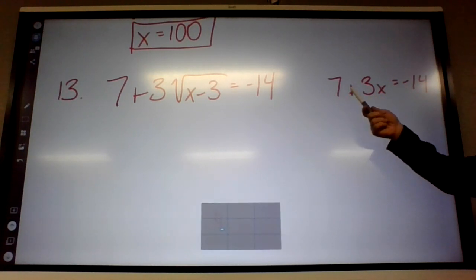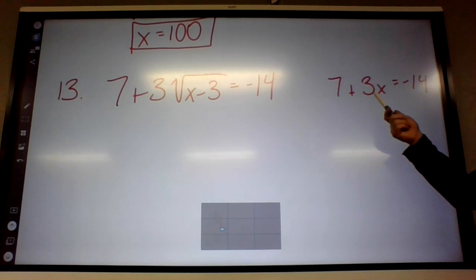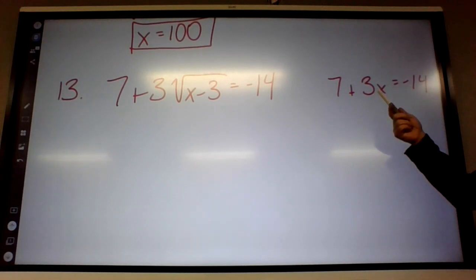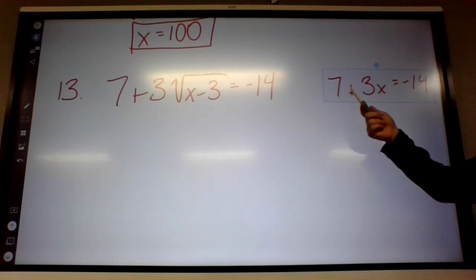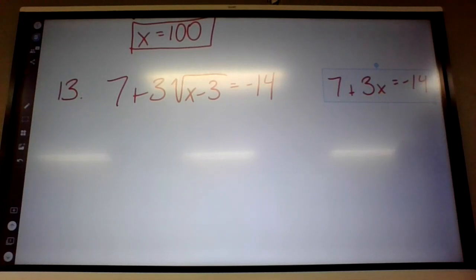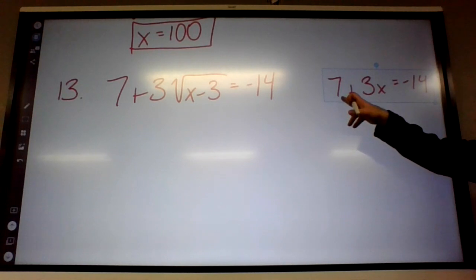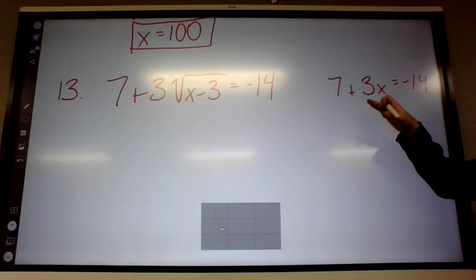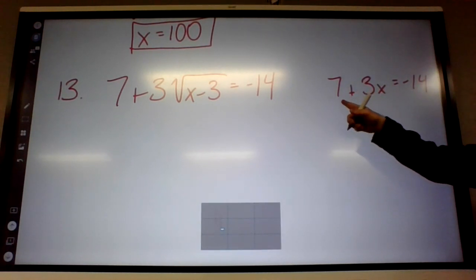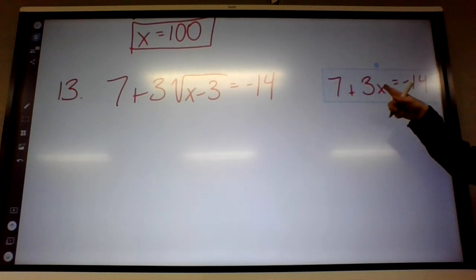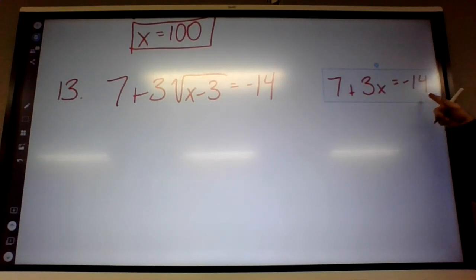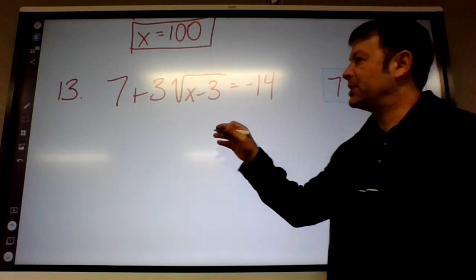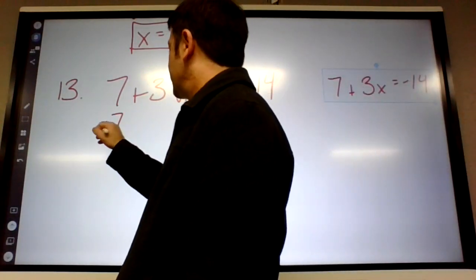Subtract 7. Now, why can't we do 7 plus 3? It has to do with the order of operations. Multiply comes before adding, so 7 plus 3x is not going to be 10x or whatever. Yeah, they're not like terms, you can't add them together. So you would subtract 7. And that'd be -21, and divide by 3. Yeah, so that's what we're going to do. Subtract 7.